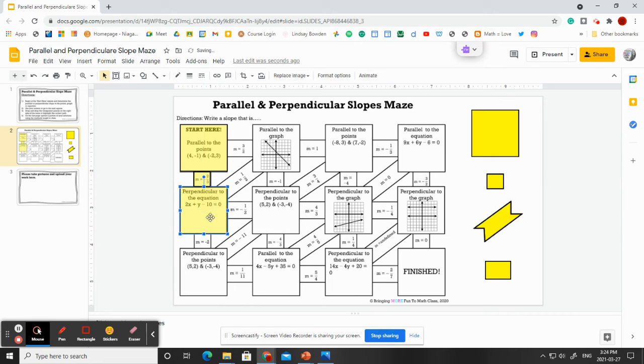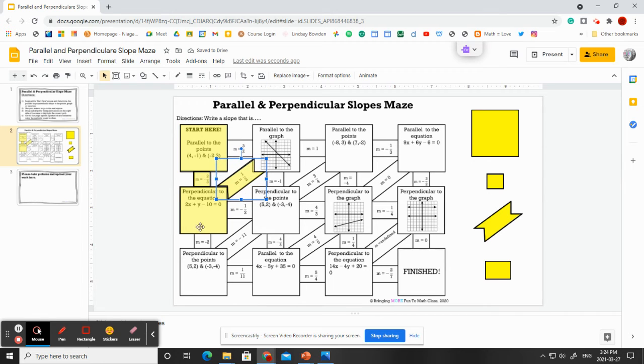So then I have to find what is the slope, or write a slope that is perpendicular to this equation. So again, rearrange it into y equals mx plus b. And then you get a slope that is equal to m is equal to 1/2. So I'm going to drag and drop this piece. It doesn't have to be perfect, but you get the point.